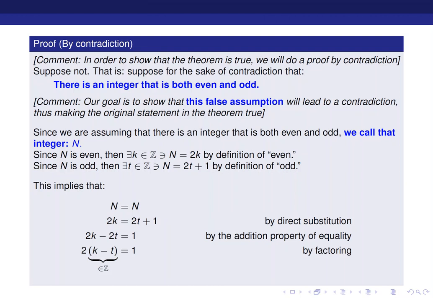Now keep in mind that k was an integer and t was an integer, so k minus t, the difference, is still going to be an integer. This is known as the closure of integers under addition or subtraction or multiplication. In other terms, if you multiply or add or subtract two integers, your solution, your answer, will still be an integer. Now, why is that useful?